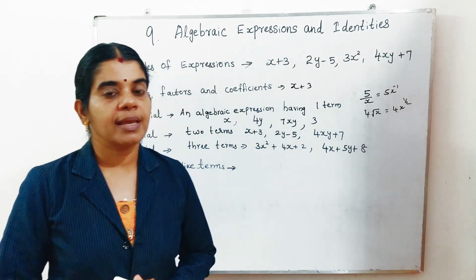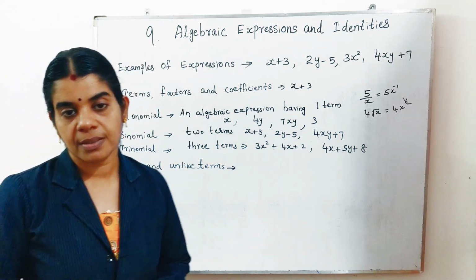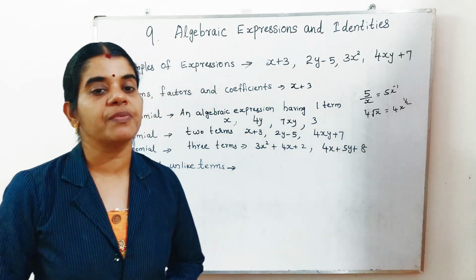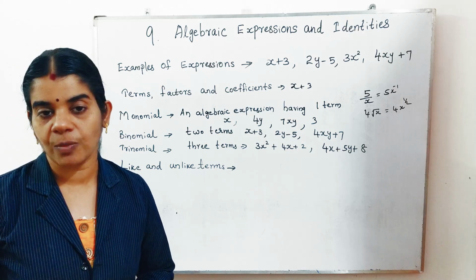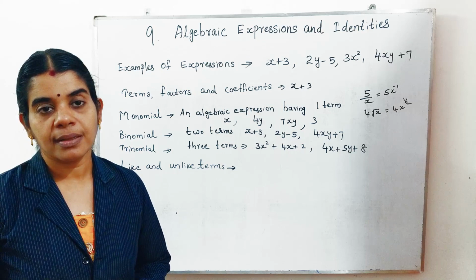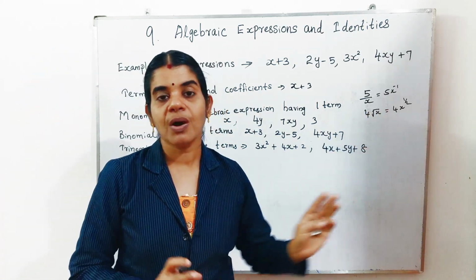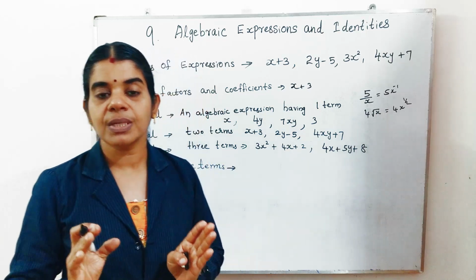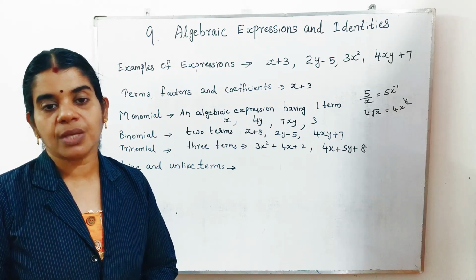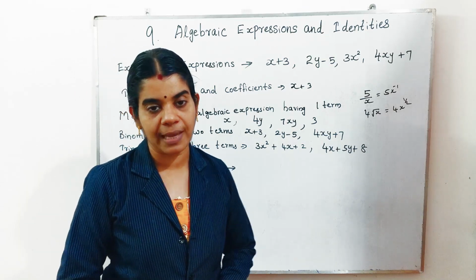So every time, the power of the variable must be a whole number, a non-negative integer, like 0, 1, 2, 3. That means a negative number or a fraction will not be possible as the power of the variable. Then only it will become a polynomial.